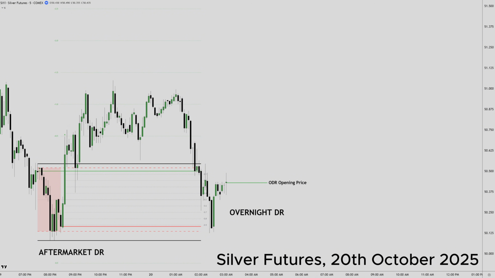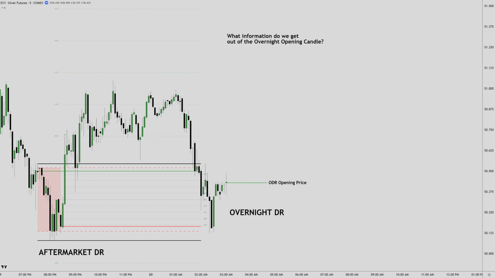The overnight session has just opened again with its 5-minute candle. So what does the opening price tell us this time? There's something happening between each DR session, what I call the transition time window. I cover that in depth inside my academy, but let's stay focused on the DR basics here.